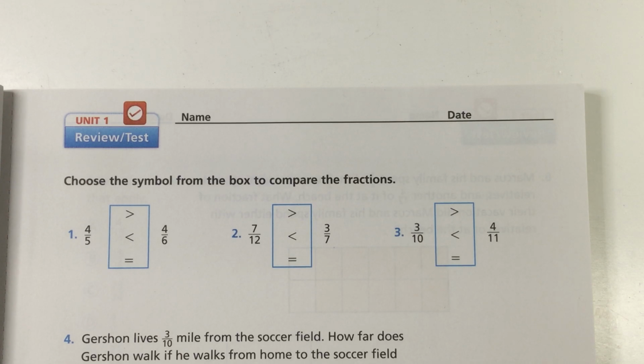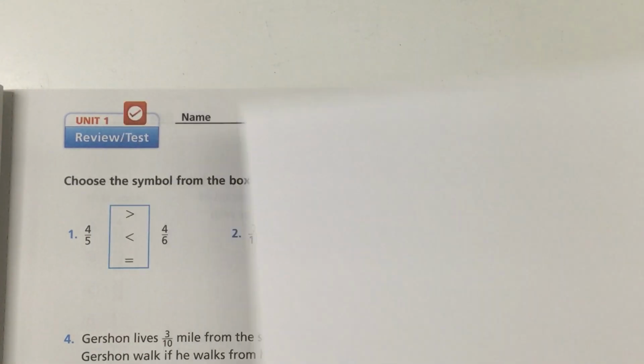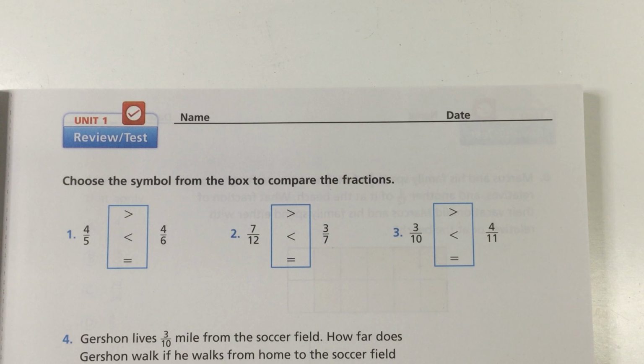Hi, fifth grade. Here we are on page 31 of our SAB, and we're going to do the first of two reviews for the Unit 1 test. So this review will cover pages 31, 32, and 33. You will need to have scrap paper available, or your whiteboard, that's fine too.